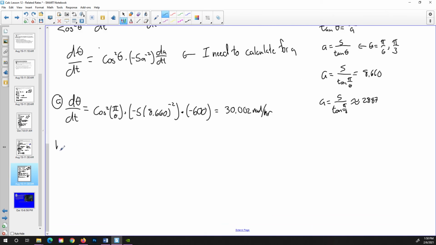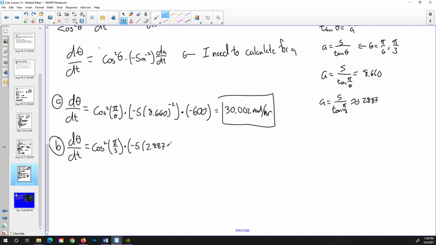And then if I do part B, the only thing that changes is that my theta becomes pi over 3 and my distance for A becomes shorter. So d theta over dt will be the cosine squared of pi over 3 times negative 5 times, and A for this one is 2.887, 2.887 to the negative 2 power, times negative 600, which will give me 10.001 radians per hour. All right, that is all I've got.